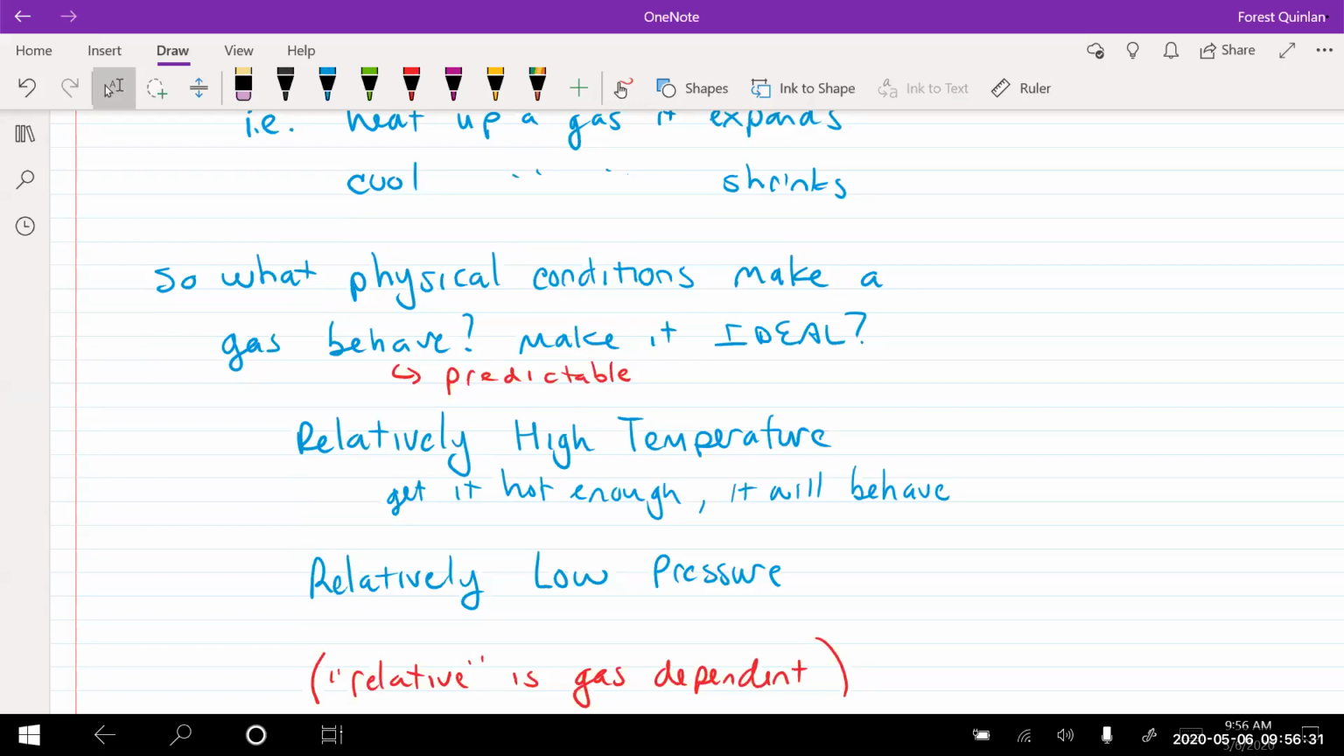Pretty much, as long as you stay under 10 or 15 atmospheres, most gases that you and I know will be all right. You start getting into 20 and 30 atmospheres, things get a little weird.